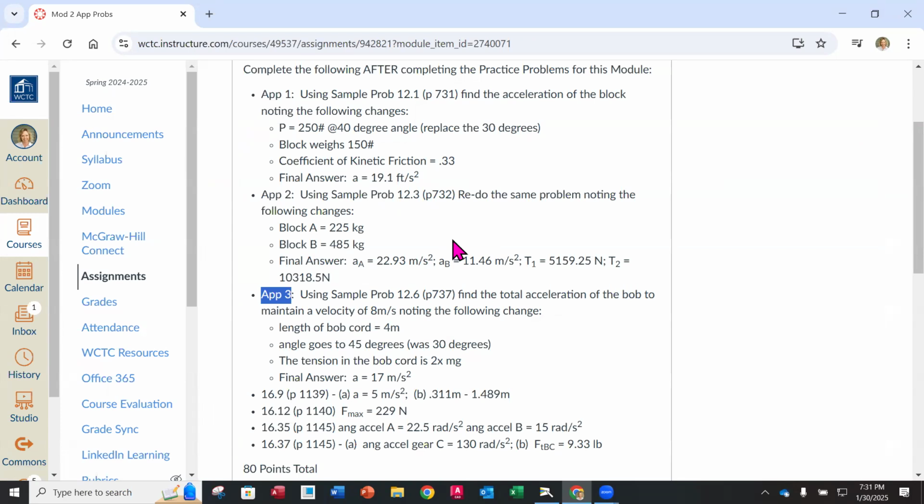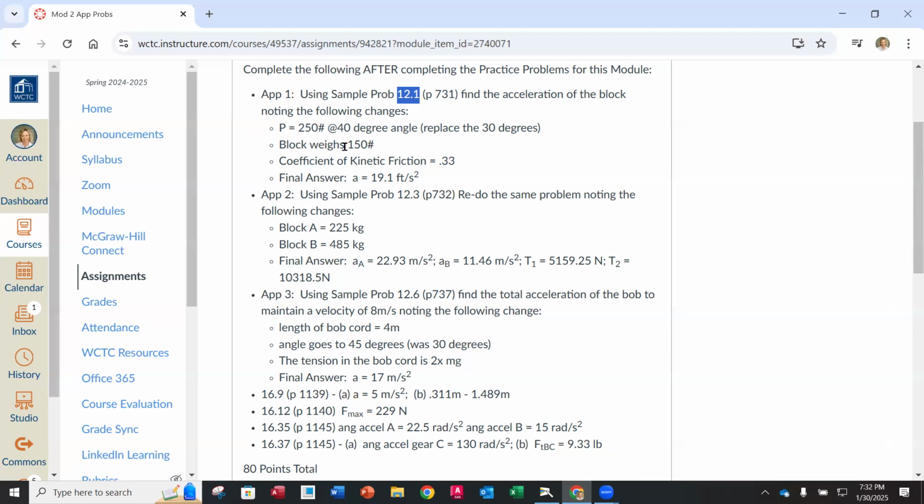Unfortunately, I didn't find any in the book that I felt went along nicely with the sample problems that I picked, which are going to be helpful for later on. So instead, for the first one, it says using sample problem 12.1, the first one that we went over tonight, found on page 731 in your book, find the acceleration this time of the block, noting the following changes. This time, I'm giving you the value of P, and I'm changing the angle to 40 degrees.